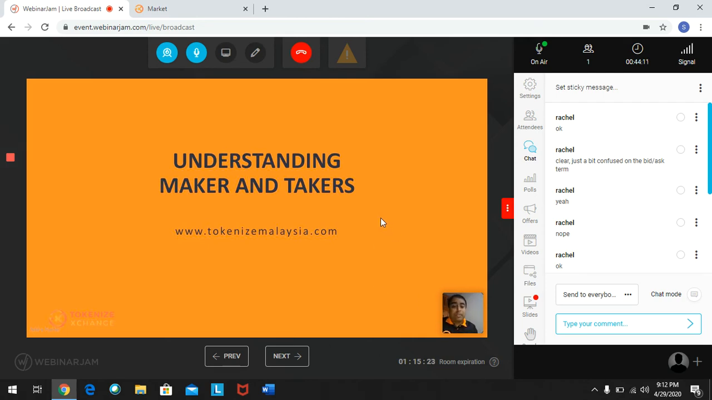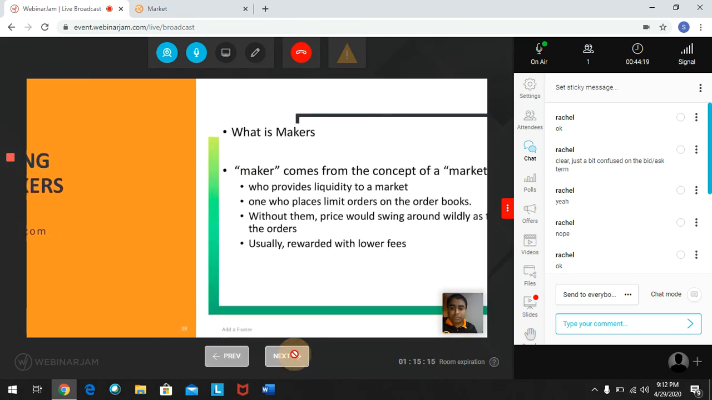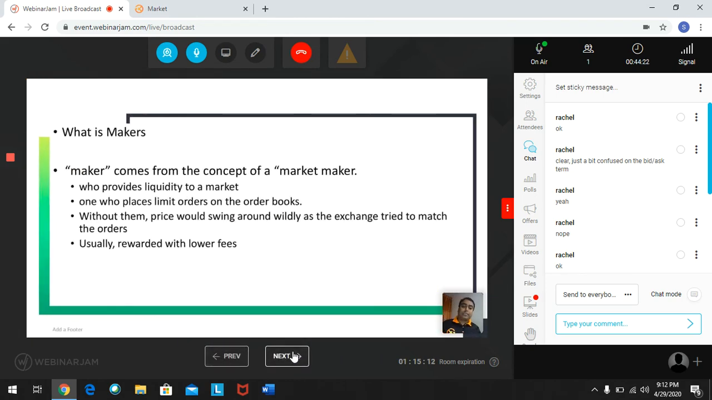All right. So you asked me about the bid and ask. It was probably a bit unclear in terms of that terminology. So we have makers. Okay, so I'm also explaining about supply and demand in exchanges, as well as who are makers and who are takers. Makers came from the concept of a market maker, who provides liquidity and provides supply and demand in the exchange. And a maker is a person who places limit orders on the order book.